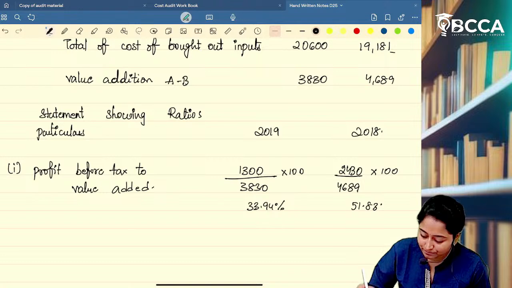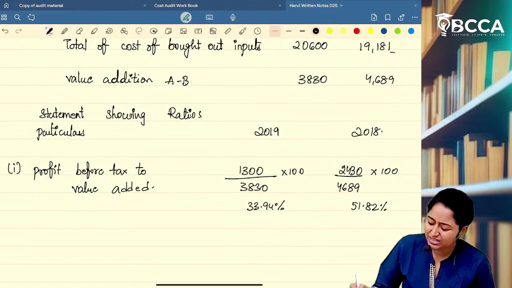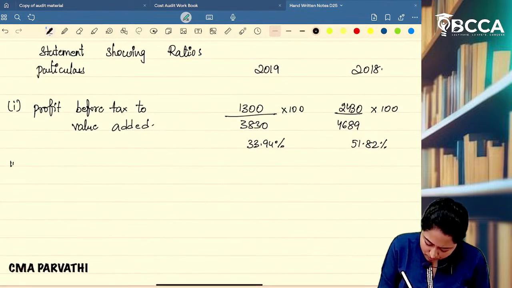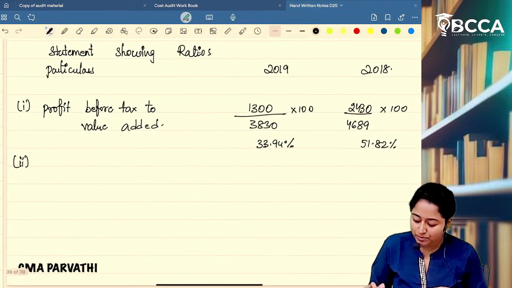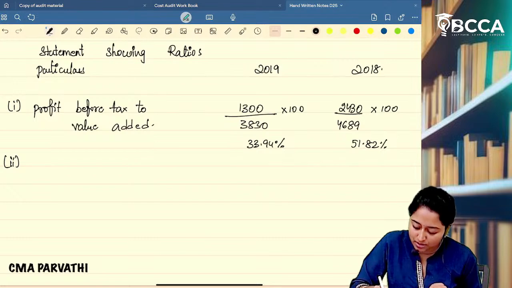In here 59.83. Two, three decimals, that's enough. If they are asking you to mention it for 4 decimal or 5 decimal, then go. If nothing is mentioned, then write only 2 decimal or 3 decimal.